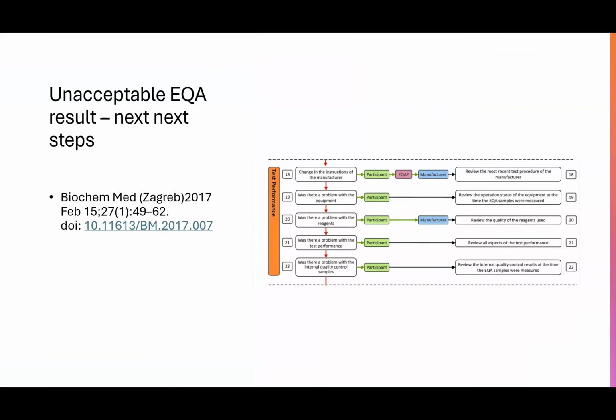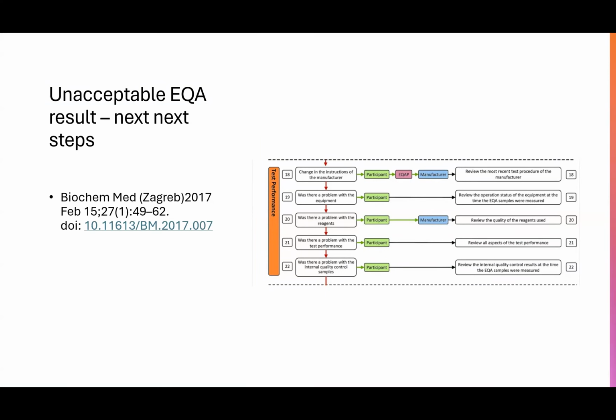But if you get an unacceptable EQA result, what are your next steps? So this is a useful reference to look at after the lecture if you have time. And the first thing we think about, well, my EQA, there's a problem. Is it a problem with the test performance itself? So is there a problem with the equipment? Was there a problem with the reagents? Was there a problem with the test performance on the whole? What about the internal QC samples? Were they okay? And that may have affected how our assay was running. So that's the first thing that people think about.